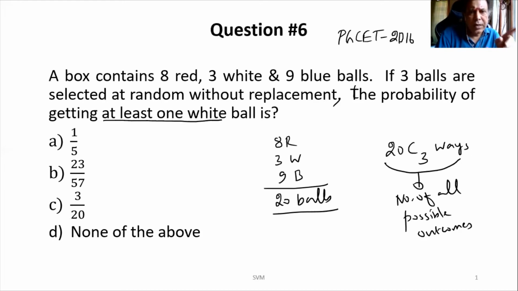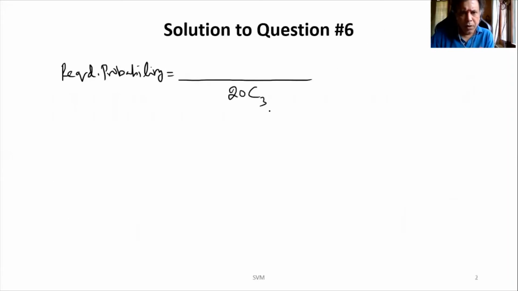Numerator. As we saw, I can choose 3 balls in such a way that at least one should be a white ball. Out of total 20 balls, we are going to choose at least one white ball. There are 3 white balls, out of which I need to choose a minimum of 1. That means the balance 2 balls can be from any of the remaining 17 balls.